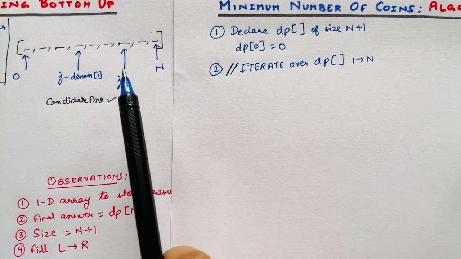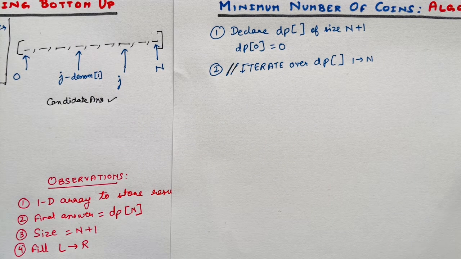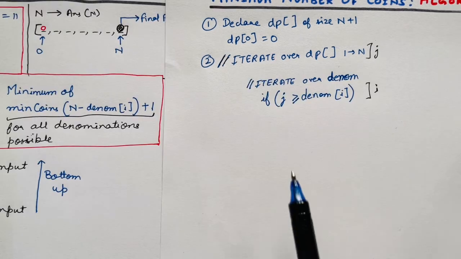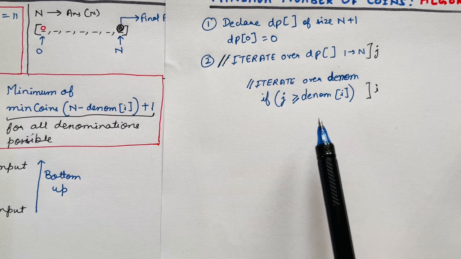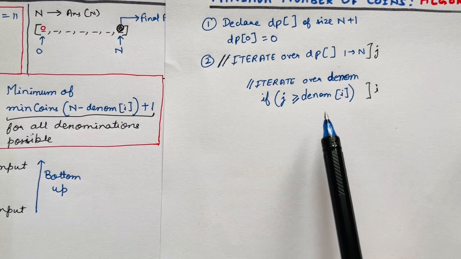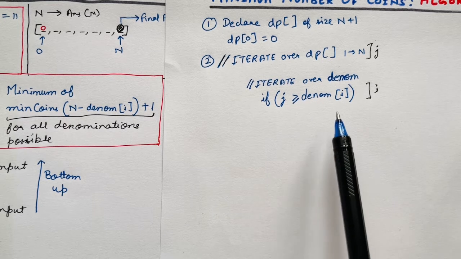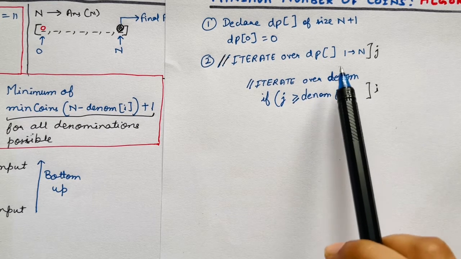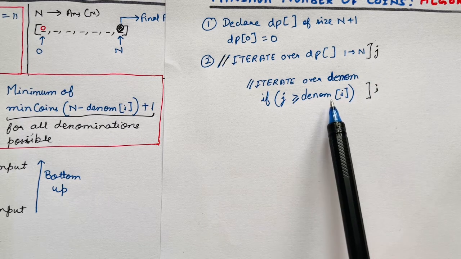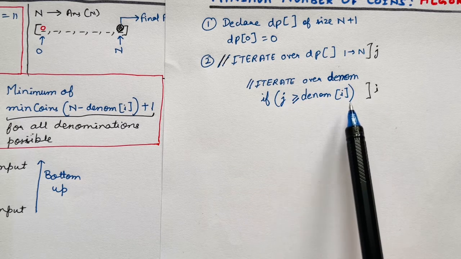But to fill the value at that index, we have to also go through all the denominations. So that means we will have to iterate over the denominations as well. So we will iterate over all the denominations. And now we know that only those denominations are worth considering whose value is lesser than or equal to the target amount that we are trying to form using those denominations. So if we were iterating over the dp array using a pointer j, and if we are iterating over the denomination array using a pointer i, this is the condition that we need to check.